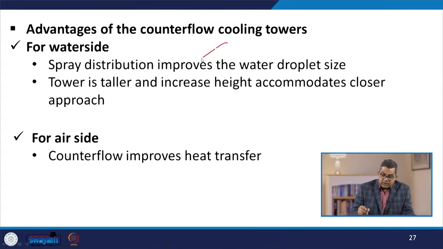Now, if we talk about the advantages of counter flow cooling towers, so if we take the water side in question, then the spray distribution improves the water droplet size. If the water droplet size is at the optimum level, the energy efficiency may be within control. And the tower is taller, and the increased height accommodates a closer approach.